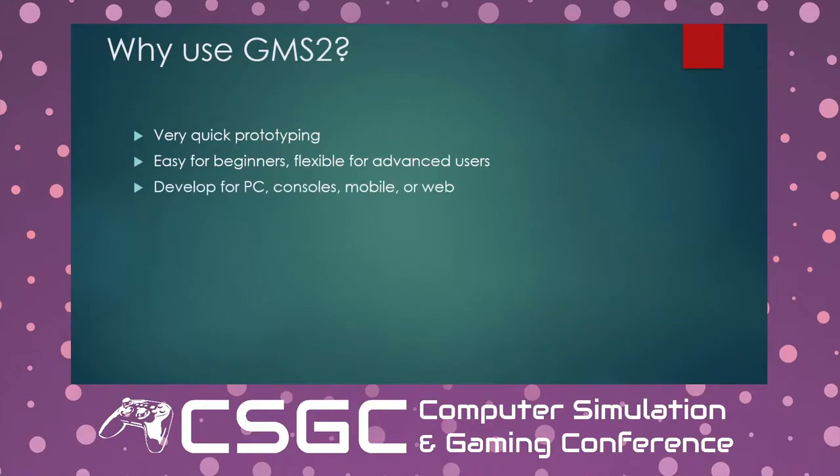GameMaker is primarily for PC game development, but it exports to pretty much all the other platforms. You can export to Mac and Linux. All the consoles are supported, so you can put your game on Switch, on Xbox, on PlayStation. Mobile is supported as well, and also web browser games. So if you can think of it and it's a mainstream platform, GameMaker can probably export to it.